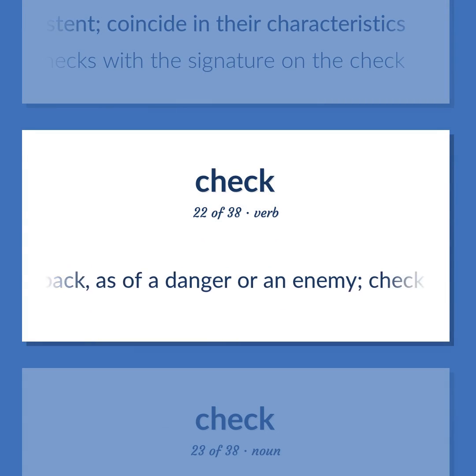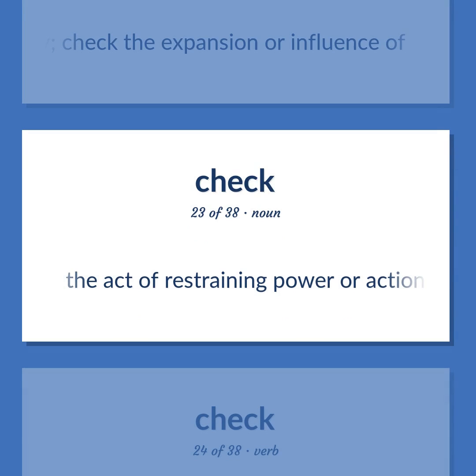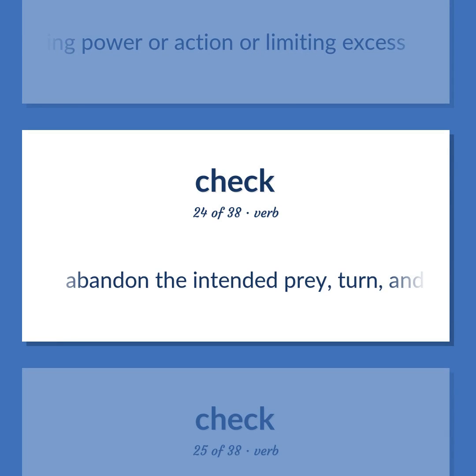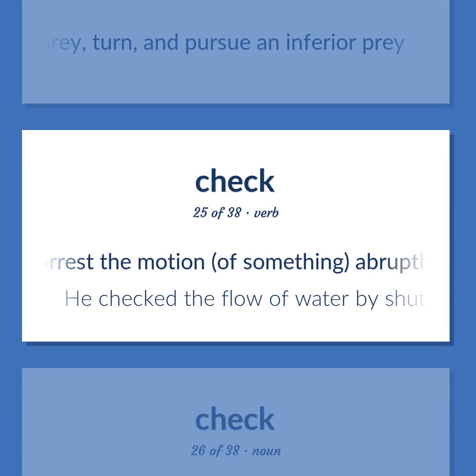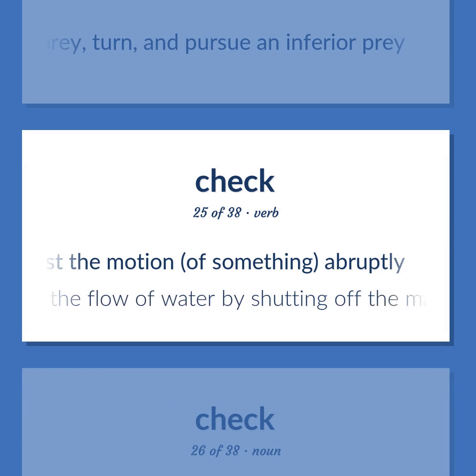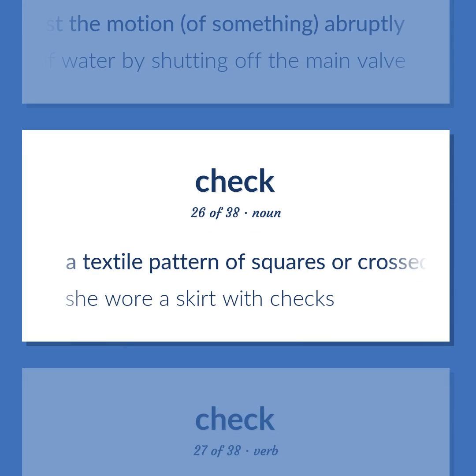Hold back, as of a danger or an enemy. Check the expansion or influence of. The act of restraining power or action or limiting excess. Abandon the intended prey, turn, and pursue an inferior prey. Arrest the motion of something, abruptly. He checked the flow of water by shutting off the main valve. A textile pattern of squares or crossed lines, resembling a checkerboard. She wore a skirt with checks.